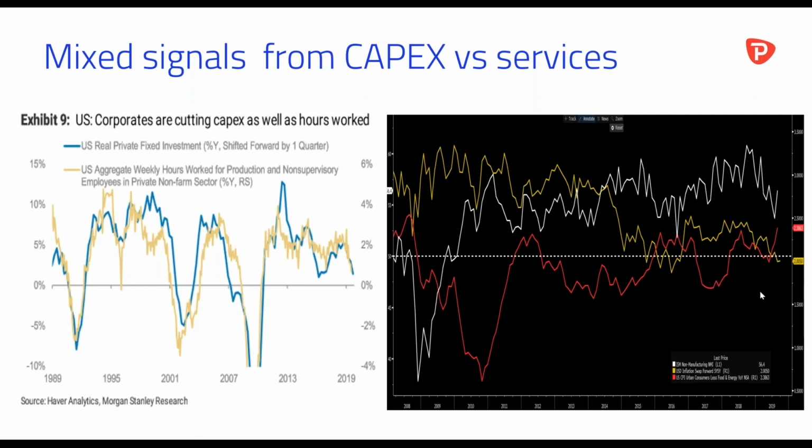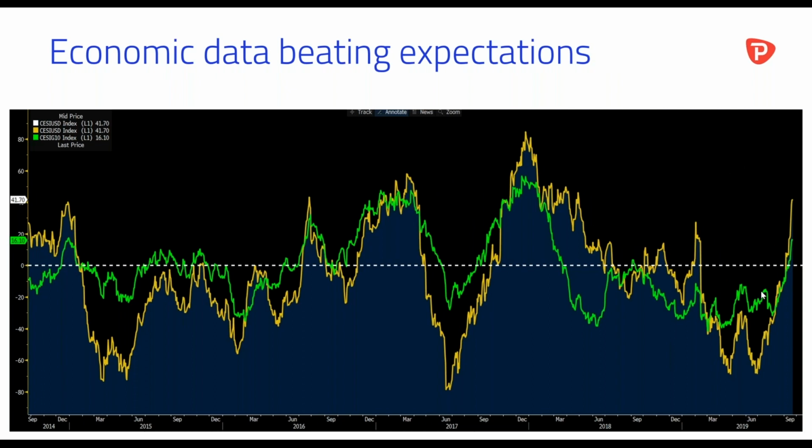The other point is that when you have a look at things like the Citigroup Economic Surprise Index, you can see here the yellow one looks at the surprise index on the US, and the green one looks at major economies.